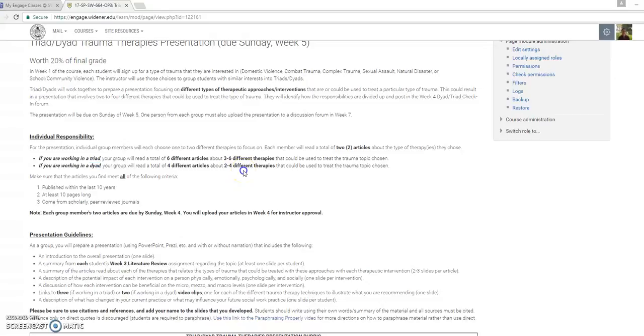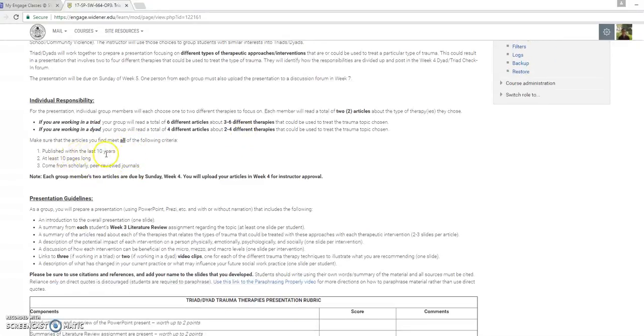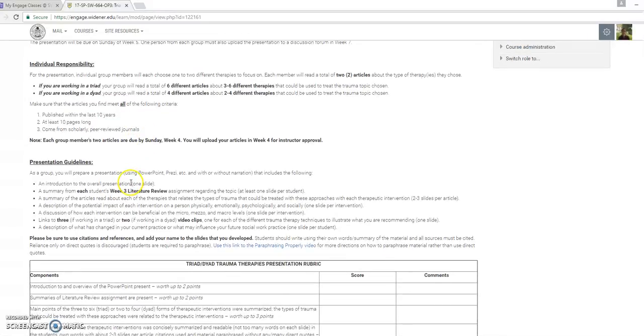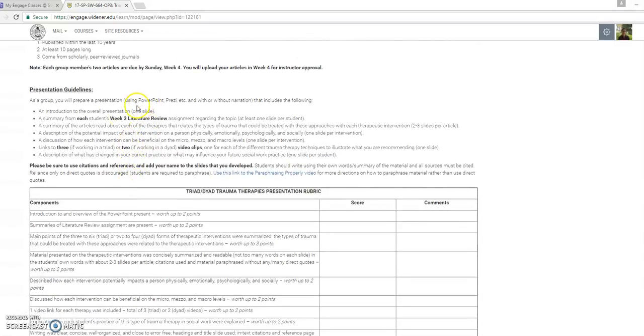All the articles have to be published within the last 10 years, at least 10 pages long, and should come from a scholarly or peer-reviewed journal. As a group, you can use PowerPoint or whatever else you're comfortable with, but make sure that everyone can open it and read it. If I am not able to open some of your presentations, I will let you know, but PowerPoint, I think everybody typically is able to read it.